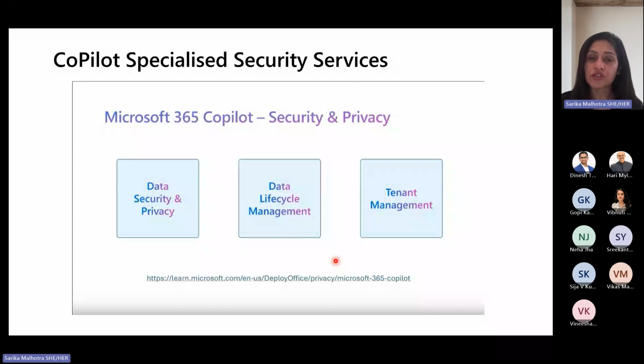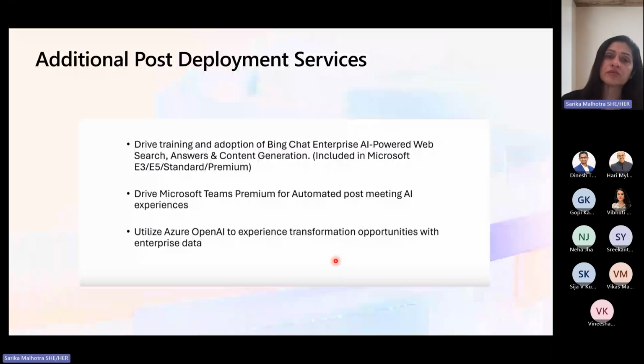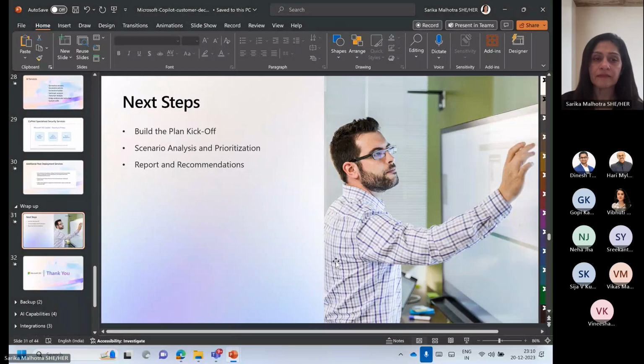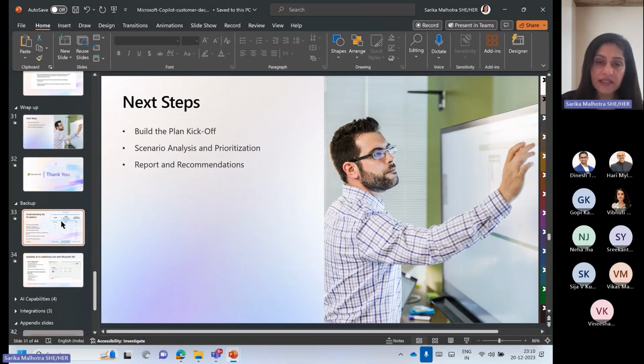And then utilizing Azure OpenAI on top of that for specific opportunities to work with the enterprise data. So there are lots of services which can be offered by us post Copilot deployment. This is just something that you would do as the next step with the customer: build the plan to kick this off, figure out scenarios, prioritize the scenarios, and then implement.